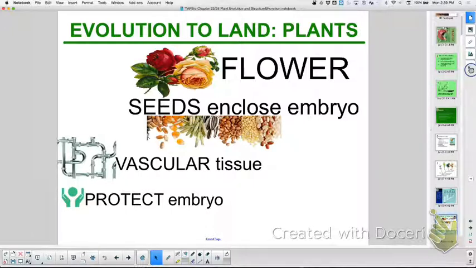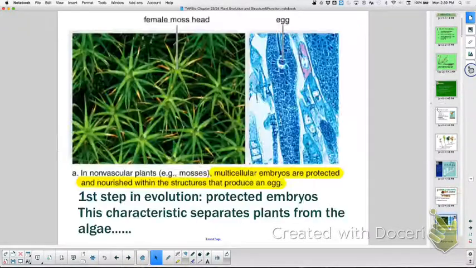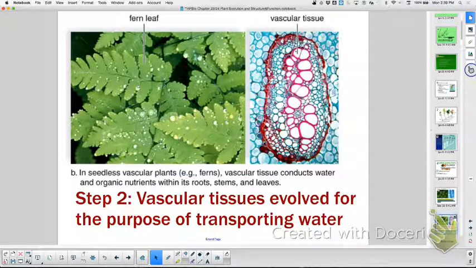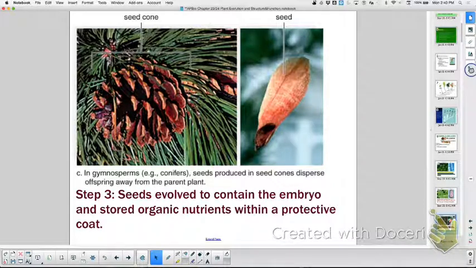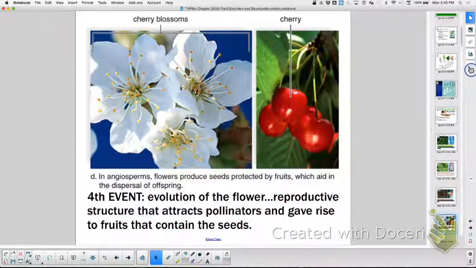Yes? Could you just go over the difference of monocots and dicots? I am. It's coming up. Absolutely. Okay. So if you go through this presentation, because it's longish, you can go through each of those steps that I just went over. All right.